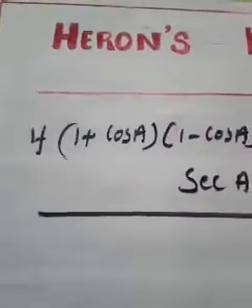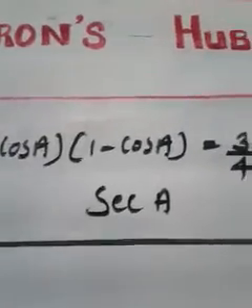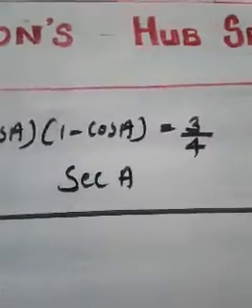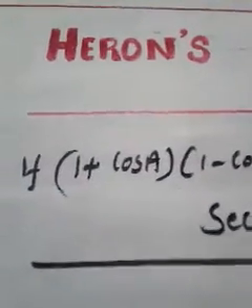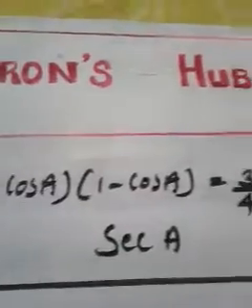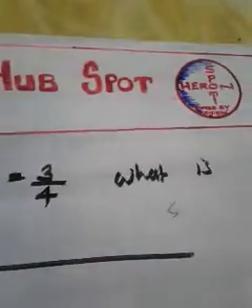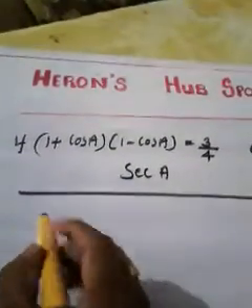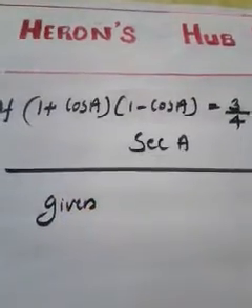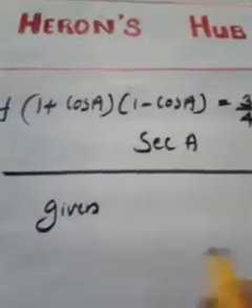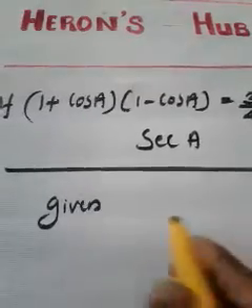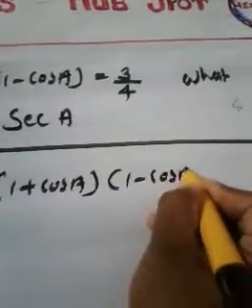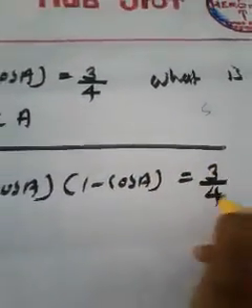See, this is your question. If (1 plus cos A) into (1 minus cos A) is equal to 3 by 4, then what is cosec A? This is the question. So which is the given condition here? The given condition is (1 plus cos A) into (1 minus cos A) is equal to 3 by 4. This is the only given condition.